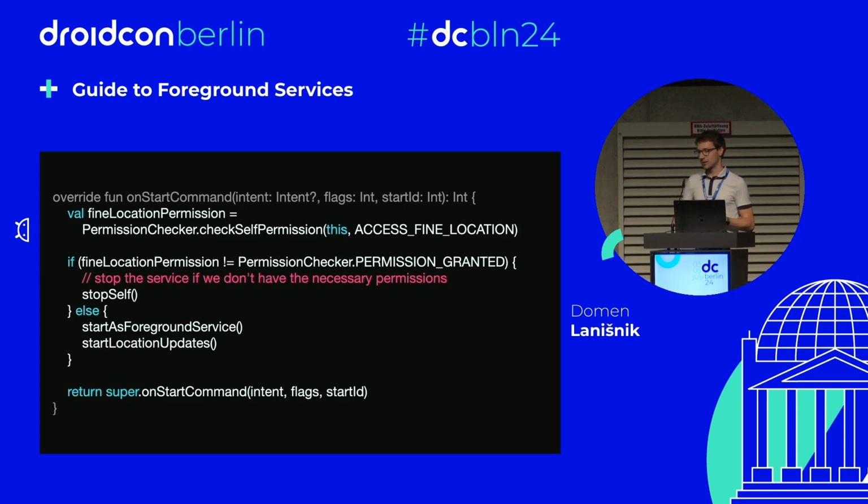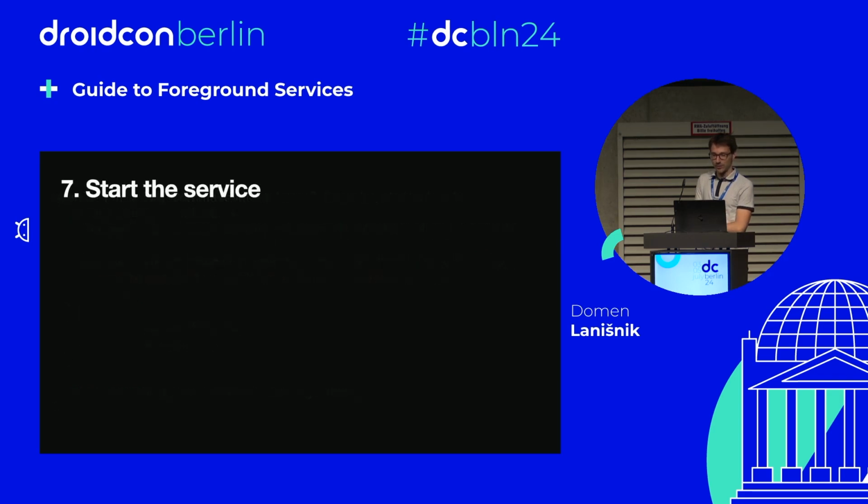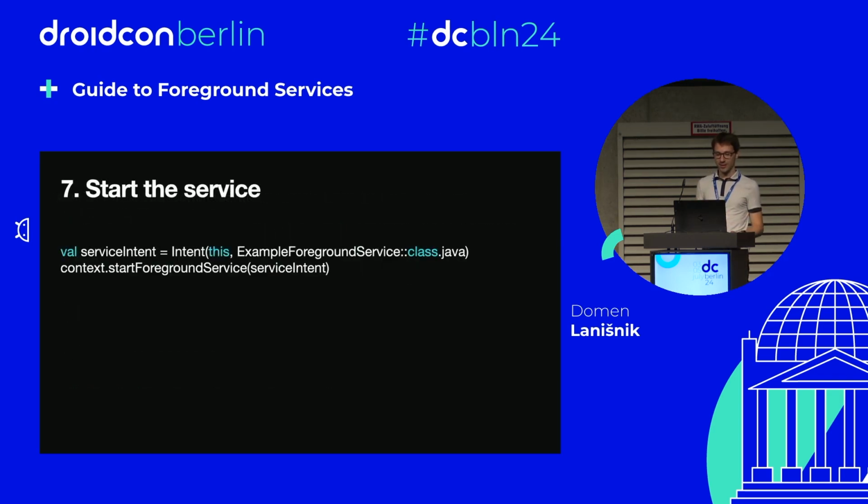What some developers also do is wrap the start foreground call in a try-catch, and that will catch the exceptions, but it won't actually help you because it won't be a foreground service. It will just run as a background service. Cool. Okay, so now again, we can start the service again, and this time it will work because we fulfilled all of the requirements that are needed to start the service.